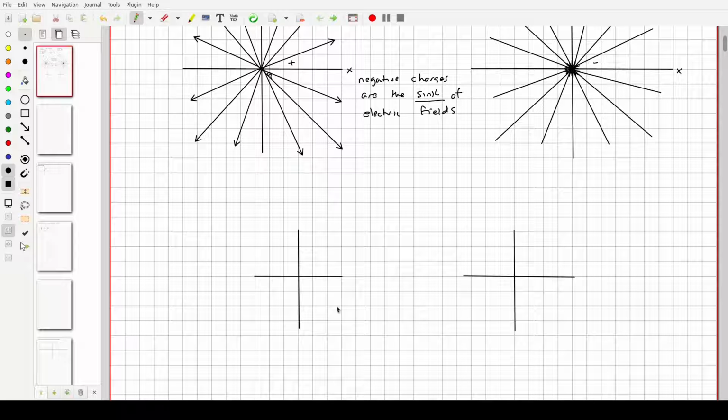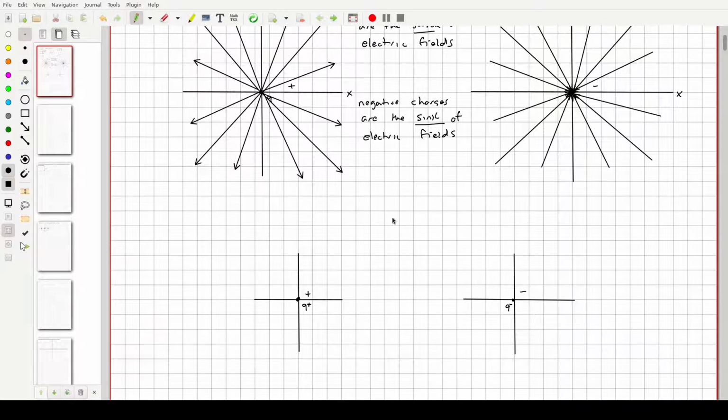So imagine that you have your positive charge here. So here's your positive Q. And then you have maybe your negative charge here. And here's your negative Q. So I'll put Q minus there, Q plus there. It's just pluses and minuses to remind us.